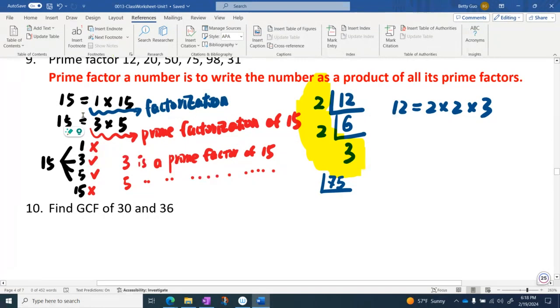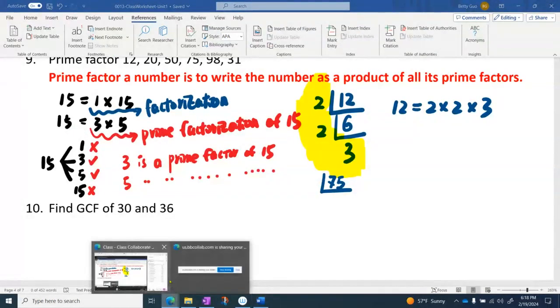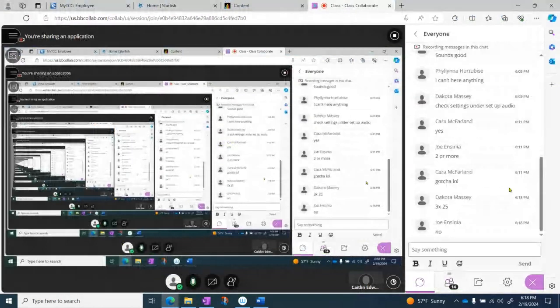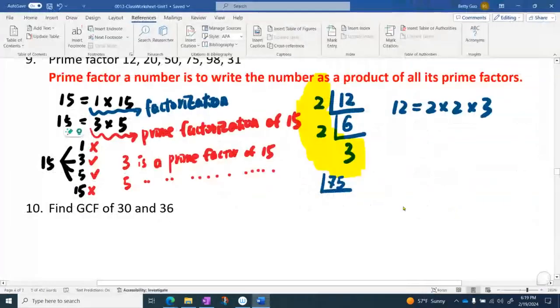For 75, is 75 an even number? If not, then we cannot do 2, right? Oh, 3 times 25. Dakota, remember we're prime factoring number 75. So maybe you are just telling me the first step. Yeah, 25 is not prime, so we have to keep going. I would start from 5.